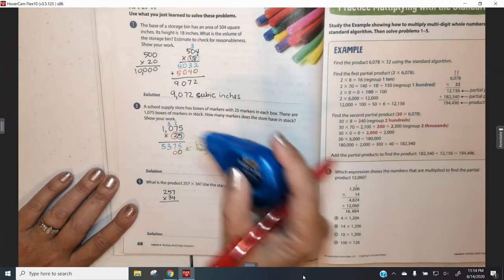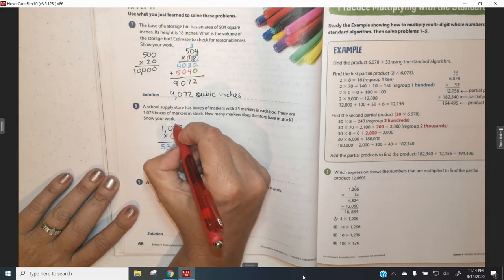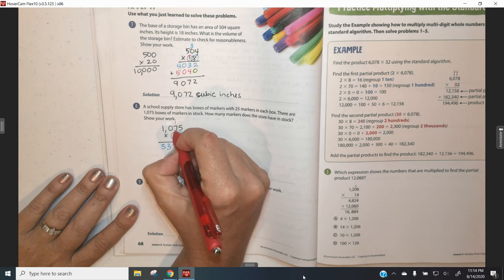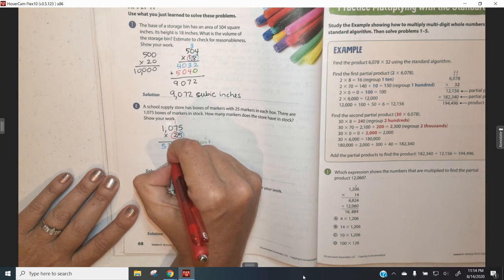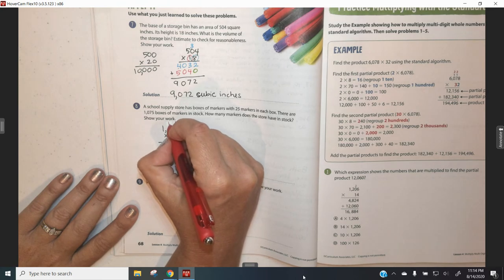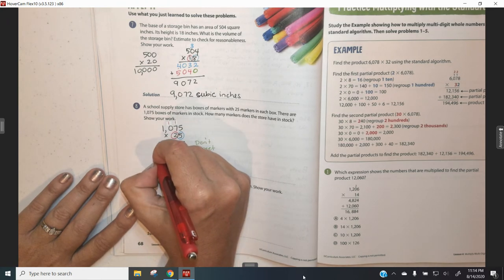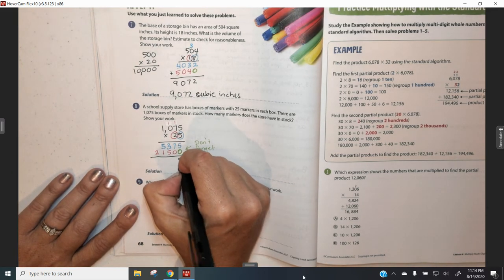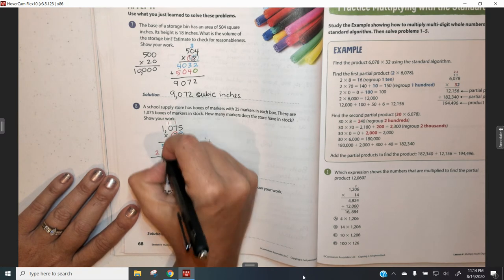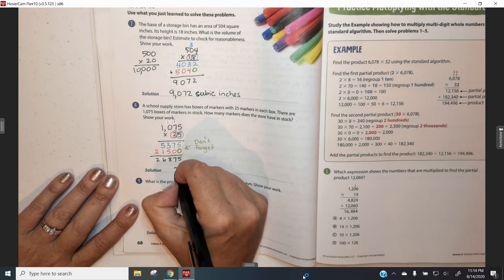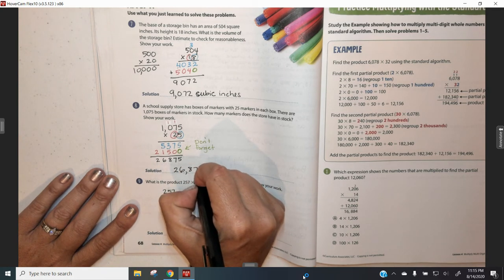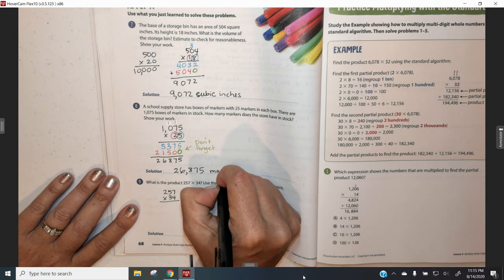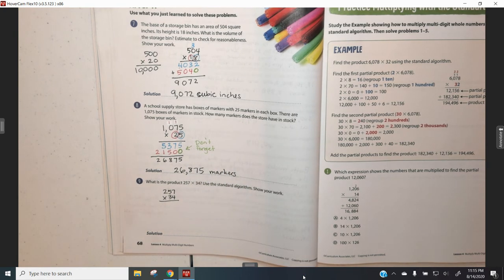I forgot, sometimes it's helpful if you erase your carries so that you don't accidentally add them in the next time. So 2 times 5 is 10. 2 times 7 is 14 plus 1 is 15. 2 times 0 is 0 plus 1 is 1. And then 2 times 1 is 2. And then finally, you're going to add those all together. 5, 7, 8, 6, 2. Your solution is 26,875 markers. Did you get that answer as well? I hope so.